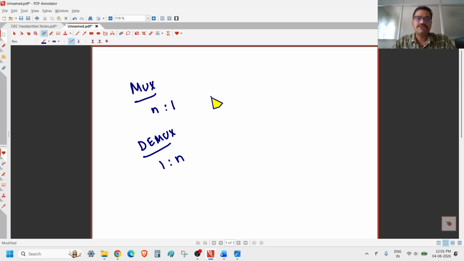If you consider the encoder and decoder now, the encoder is like a multiplexer. In the multiplexer the concept is many into one, but here the concept is many into fewer, that is 2 power n is to n. Compared to the output, the input has more lines. So a higher number of inputs will be there compared to the output.